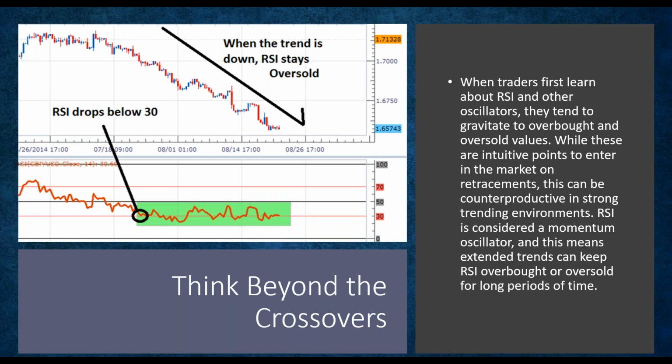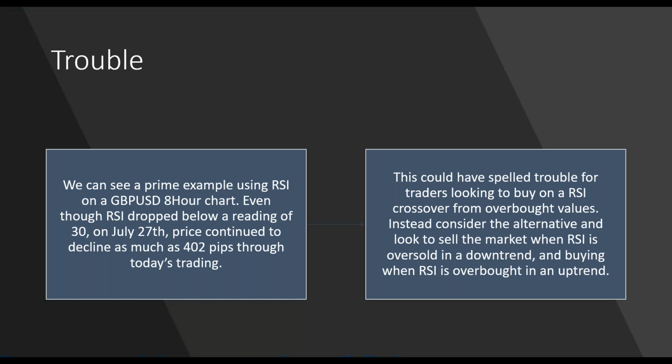When traders first learn about RSI and other oscillators, they tend to gravitate towards the overbought and oversold values. While these are intuitive points to enter the market on retracements, this can be counterproductive in strong trending environments. RSI is considered a momentum oscillator, and this means extended trends can keep RSI overbought or oversold for long periods of time.